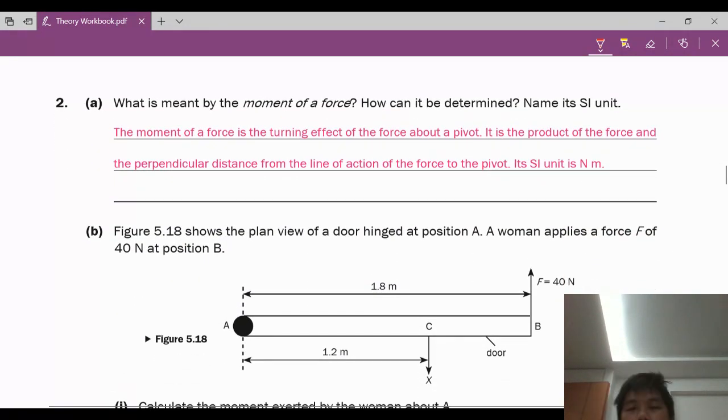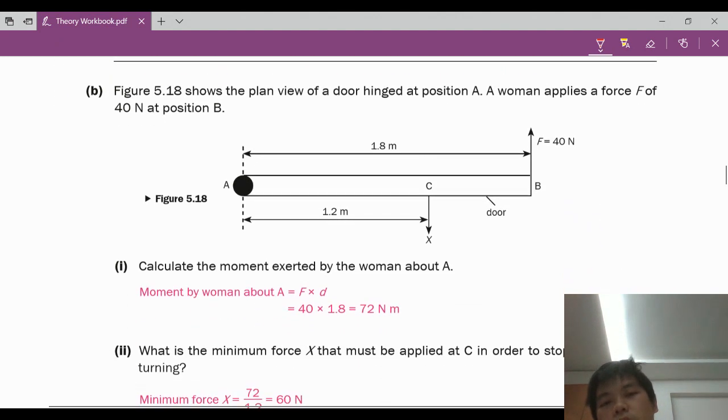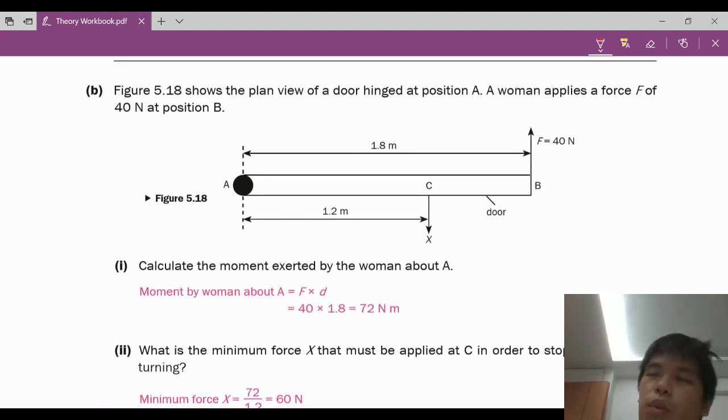So what is the moment of a force? Moment of a force is the turning effect of a force about a pivot. How can it be determined? You just take the product of the force and the perpendicular distance. Name the SI unit. The SI unit is newton meter. Okay, let's look at B. B itself, we have discussed this before.